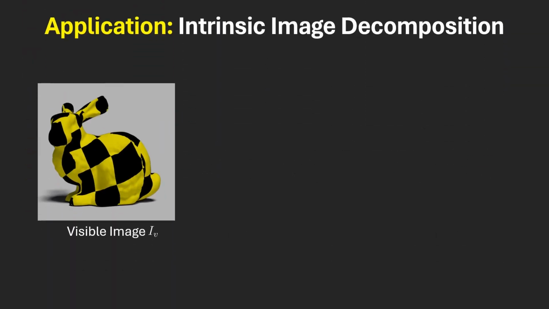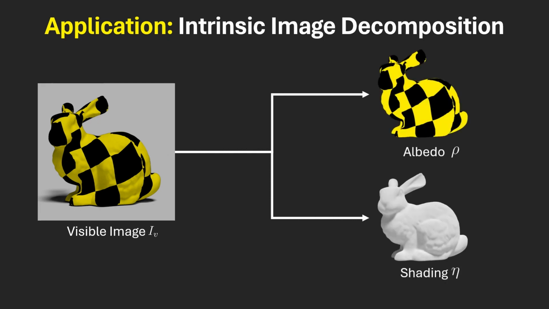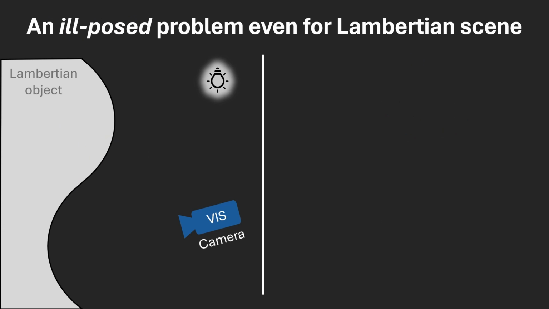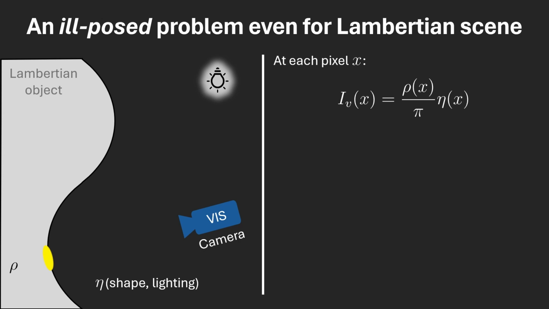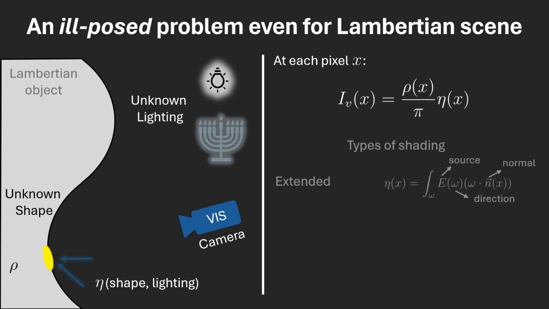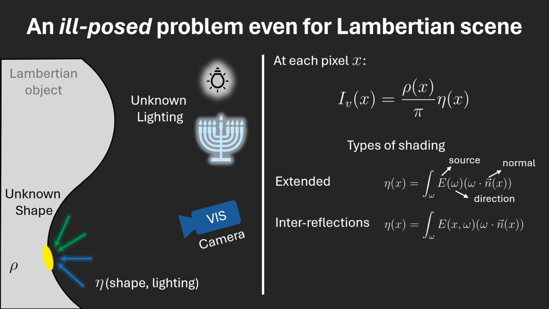To demonstrate the utility of this absorbed light, we consider the problem of intrinsic image decomposition in the visible spectrum, where a given image needs to be separated into its albedo and shading components. This is an ill-posed problem even for Lambertian scenes. At each pixel, the visible image intensity is the product of the surface albedo and its shading, which in turn depends on its shape and lighting. When both shape and lighting are unknown, this shading term can be complex to model, such as for extended sources, interreflections, and in the general case, it can become intractable.